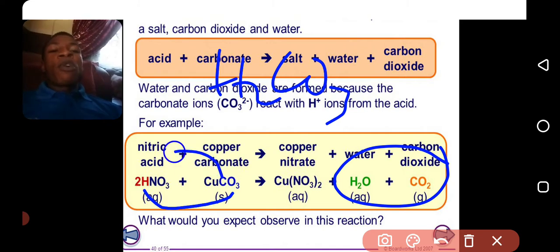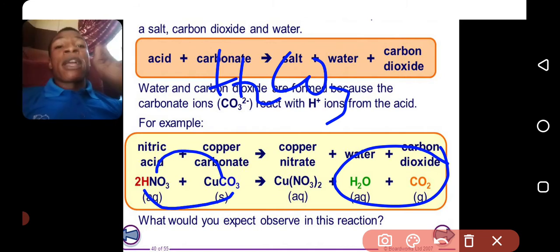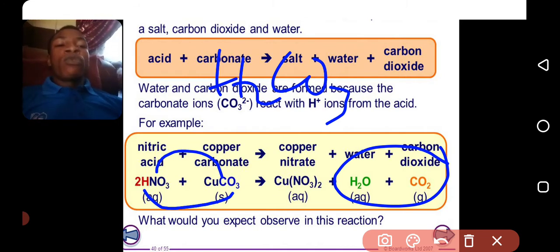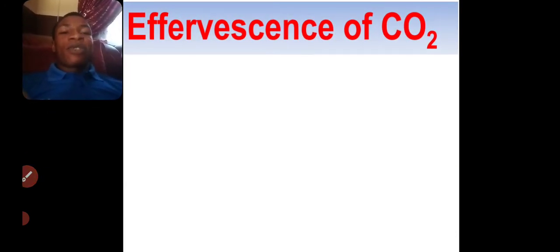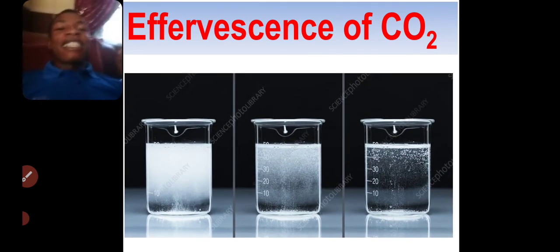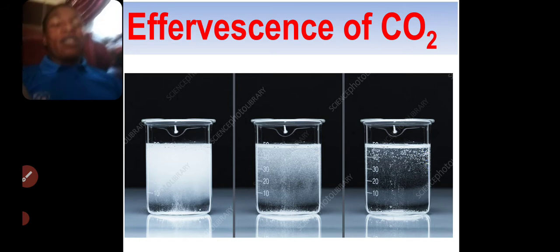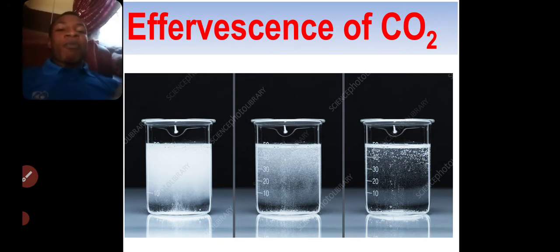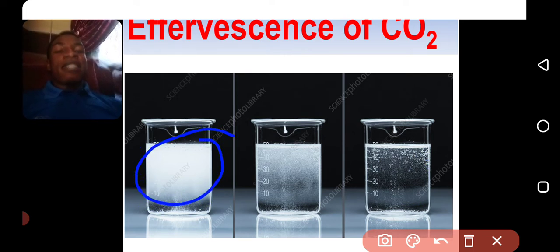While the copper will pick up NO3 to give us Cu(NO3)2. The valency of copper is 2. So that gives us copper(II) trioxonitrate(V) salt, a nitrate salt. You are going to notice that a gas, carbon dioxide, has been produced when you add acid to a carbonate salt, and you see this reaction. This is called effervescence.